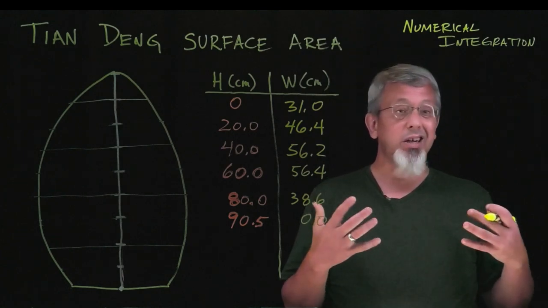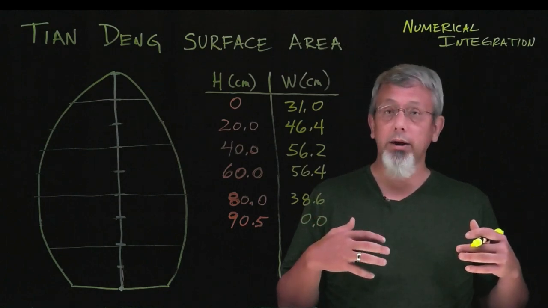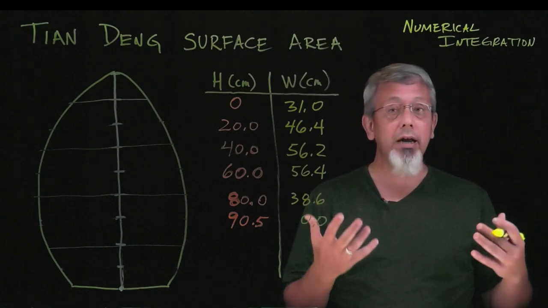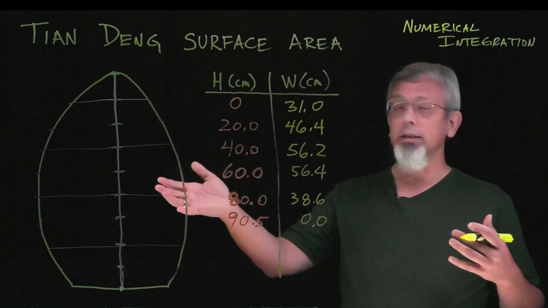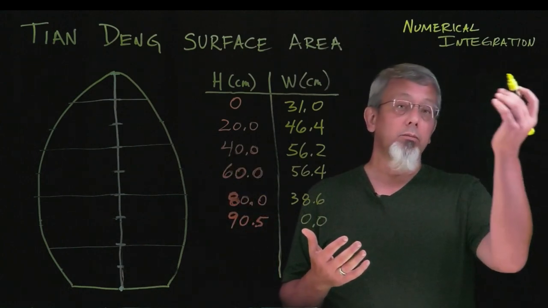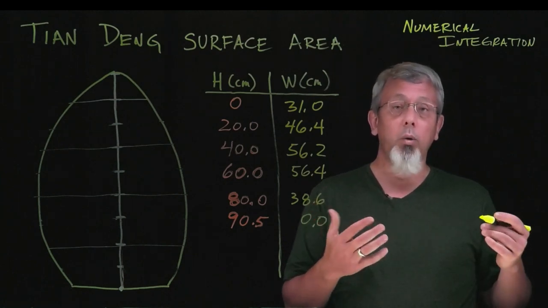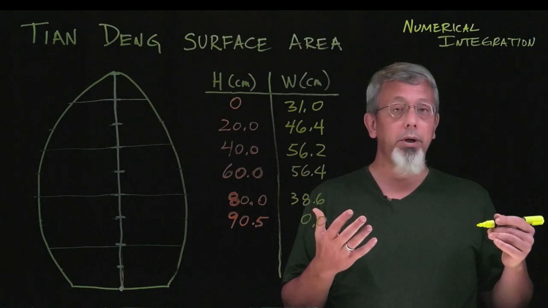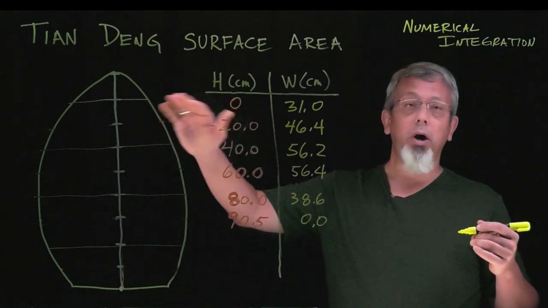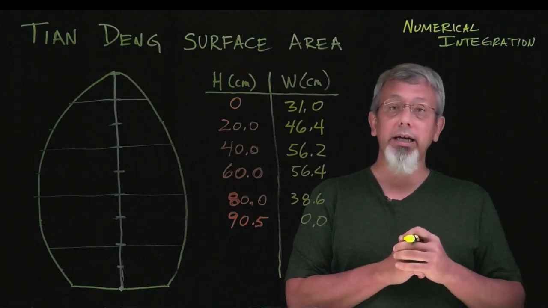However, this is not a standard shape. We can't use area equals length times width. We can't use area equals pi r squared or any of our standard formulas because we have a relatively irregular shape. So we're going to use a method called numerical integration, and particularly something called the trapezoidal rule, where we will approximate this shape by slicing it into each part and then do a pretty good approximate calculation for each of these slices.